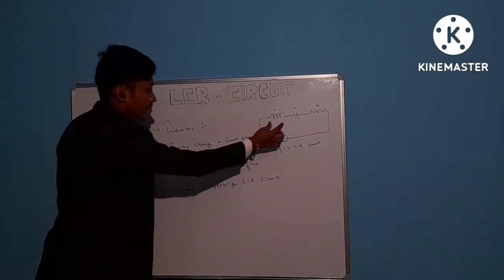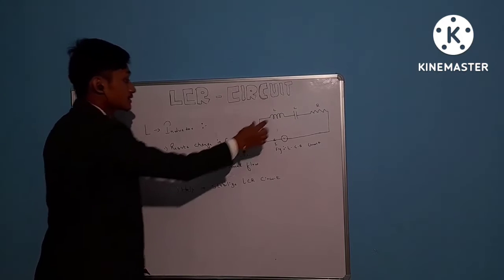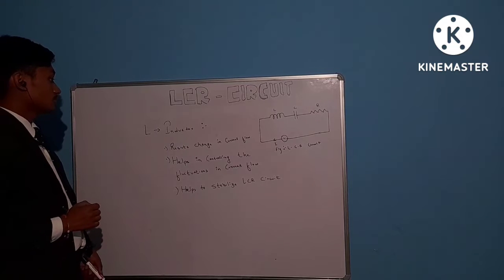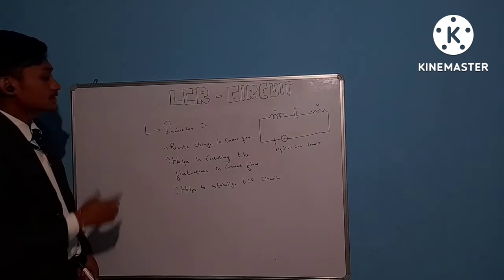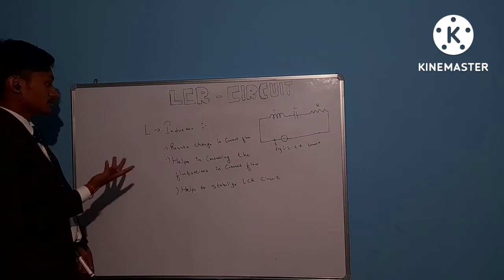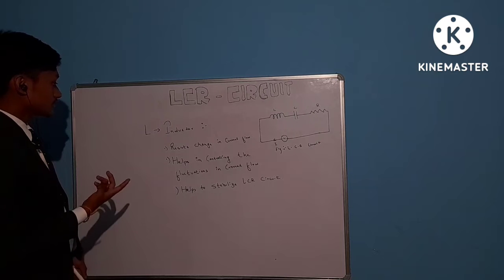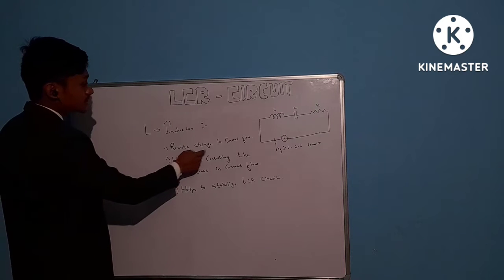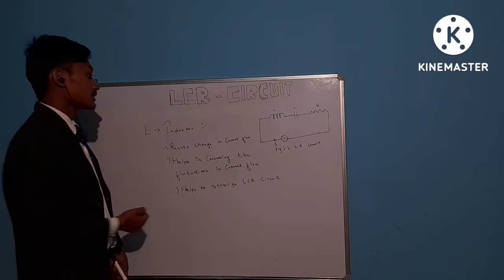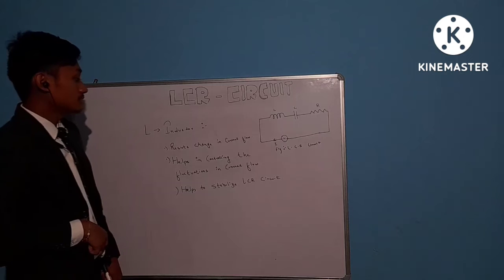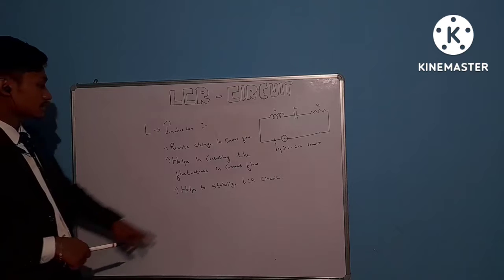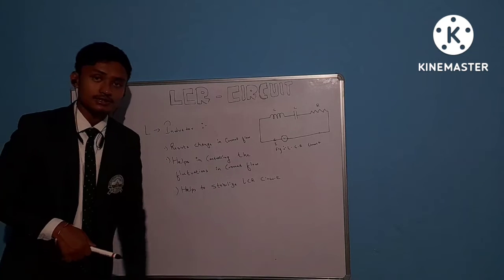First, L in the circuit represents the inductor. Let us first know what an inductor does. An inductor resists change in current flow, which means that if there is any fluctuation in the current flow, it controls it. So what an inductor basically does is help to stabilize the L-C-R circuit.